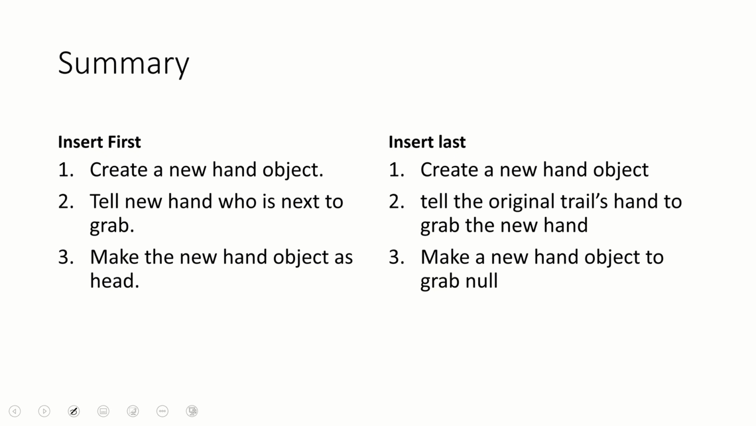In summary, if we want to insert first, all you need to do is create a new hand, right? And tell the new hand who is next to grab, and make sure the new hand object is the head after you insert. For insert last, it's the same thing. You need to create a new hand and tell the previous tail to grab the new hand, right? Then make the new hand grab nothing, right?